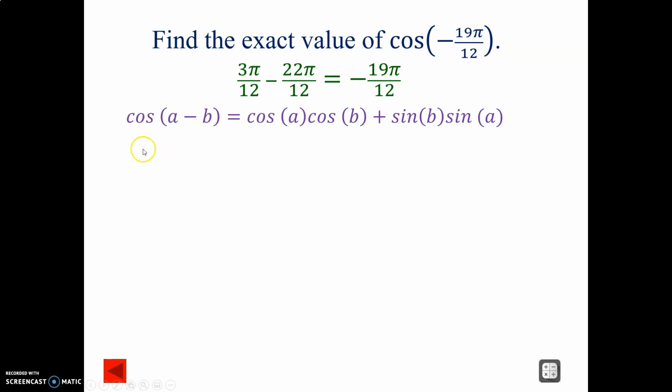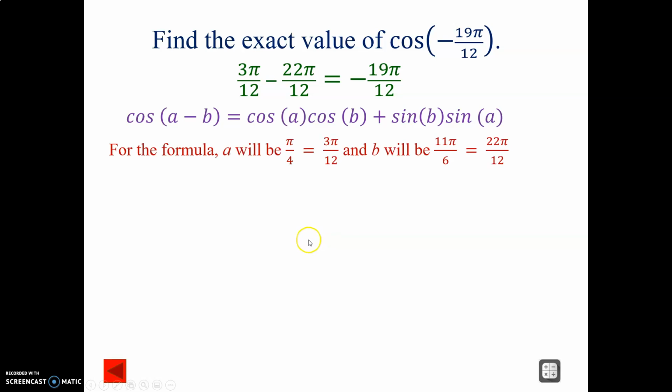So there's the difference formula for cosine. Because cosine's in charge, there's the two, cosine and cosine together. So our A here will be the pi over 4 again. 3 pi over 12 reduces, and the 22 pi over 12 reduces to the 11 pi over 6. So again, you could either choose the pi over 4 and the 11 pi over 6, or you can choose the 3 pi over 12, the 22 pi over 12. You'll get the exact same answers.